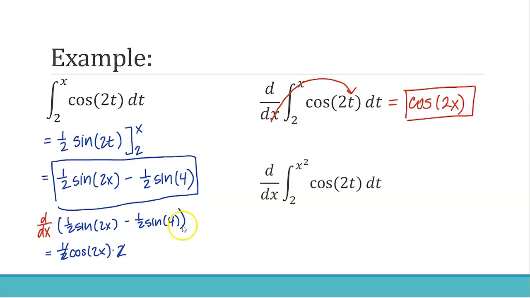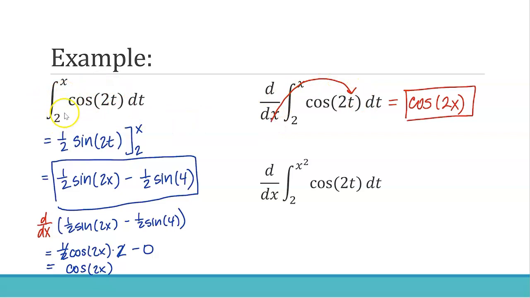And then 1/2 sine 4, that's a number. I don't know exactly what it is or approximately what it is, but it's a number. And so the derivative of that part is just 0. So look what I have left. Just cosine 2x, which is exactly the answer over here. So this is just another example of how that fundamental theorem of calculus works in a specific case.